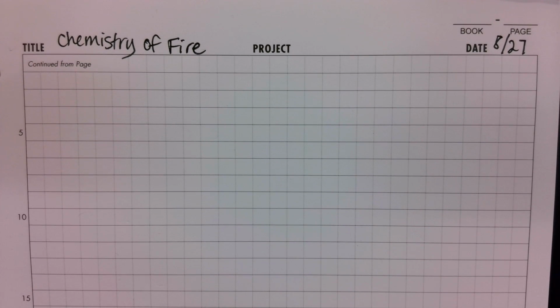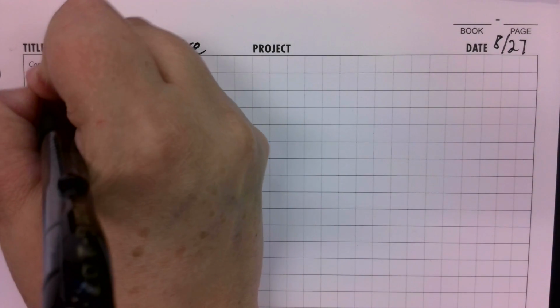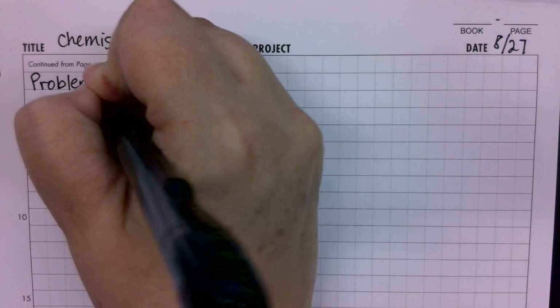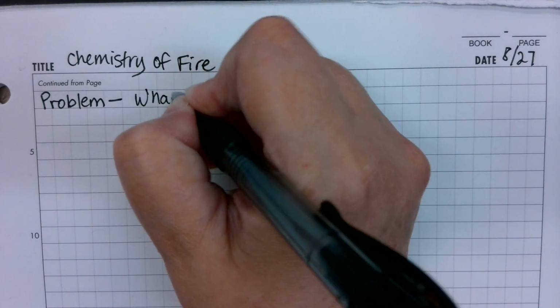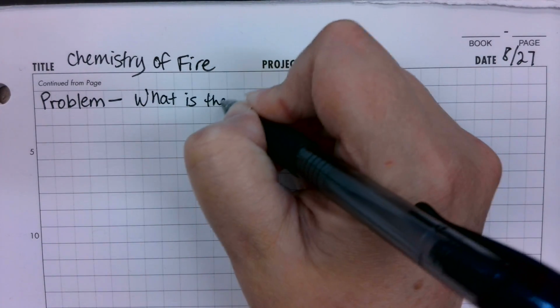Okay, the next thing it wants us to write is the problem. So we write problem. And on the top of the page of the handout, it says problem, what is the most efficient flame of the Bunsen burner? So we write that down. That is the most efficient.